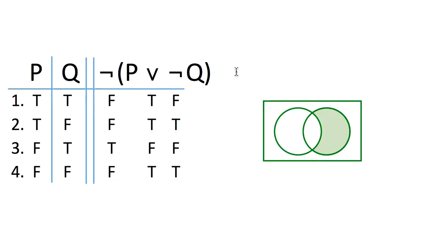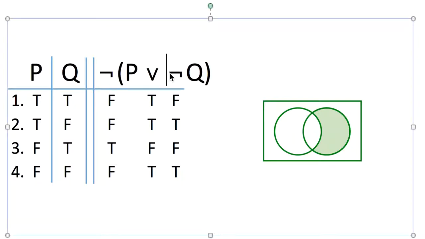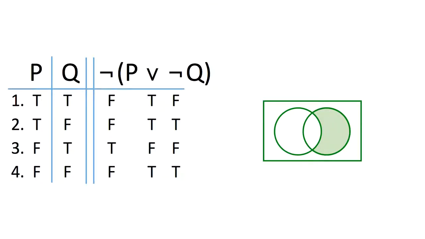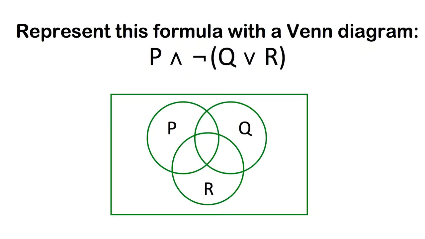The first thing you need to do is construct the truth table. So I inverted Q, FT, FT. I then took the disjunction of that with P, and I got TT, FT. Then I inverted that and got FFTF. So only row 3 is the only place it's true, so I shaded region 3. So this is my P, this is my Q. There's a quick little picture of that sentence.